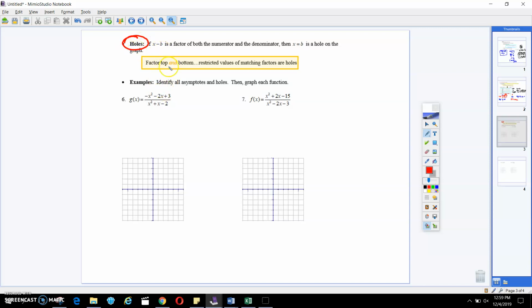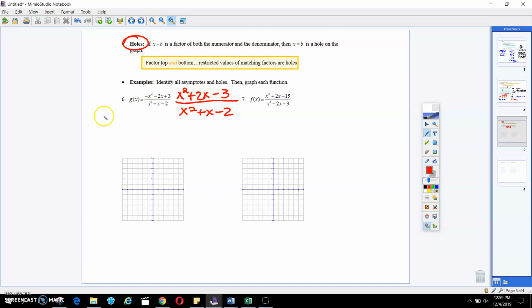Okay, so if you're trying to cancel something out in the top and the bottom, that's going to be one of your holes. Okay, so if we rewrite number 6 in the top, we're trying to get rid of that negative out front. So I'm going to switch all of my signs to make it easier on myself. So this is going to be x squared plus 2x minus 3 over x squared plus x minus 2. Okay, so really quickly, all I did was switch the signs of everything in the top.